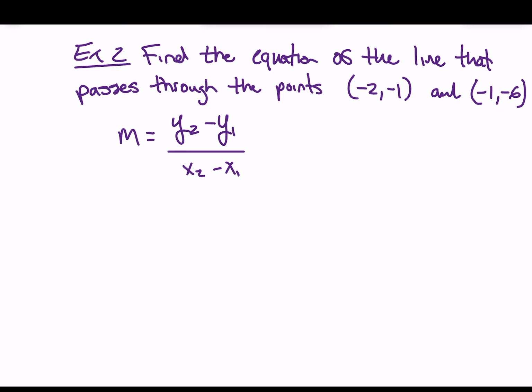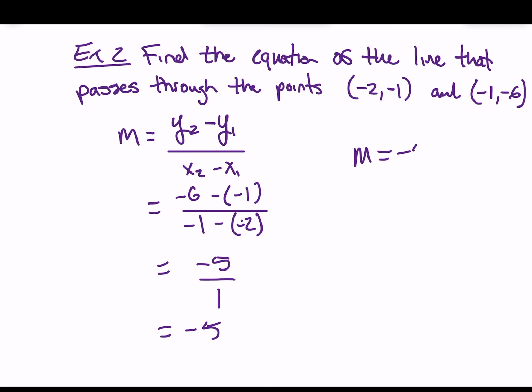Okay, so we can now plug in our values from those points, and we can do negative 6 minus a negative 1 divided by negative 1 minus a negative 2. Now remember that when you start with the -6, you then subtract the y value of the other point, and then in the denominator, you have to start with the same point, the second one, and do -1 minus a -2. Okay, so -6 minus -1 is -6 plus 1, or -5. And -1 minus a -2 is -1 plus 2, which is 1. So our slope is -5. So our m is -5.